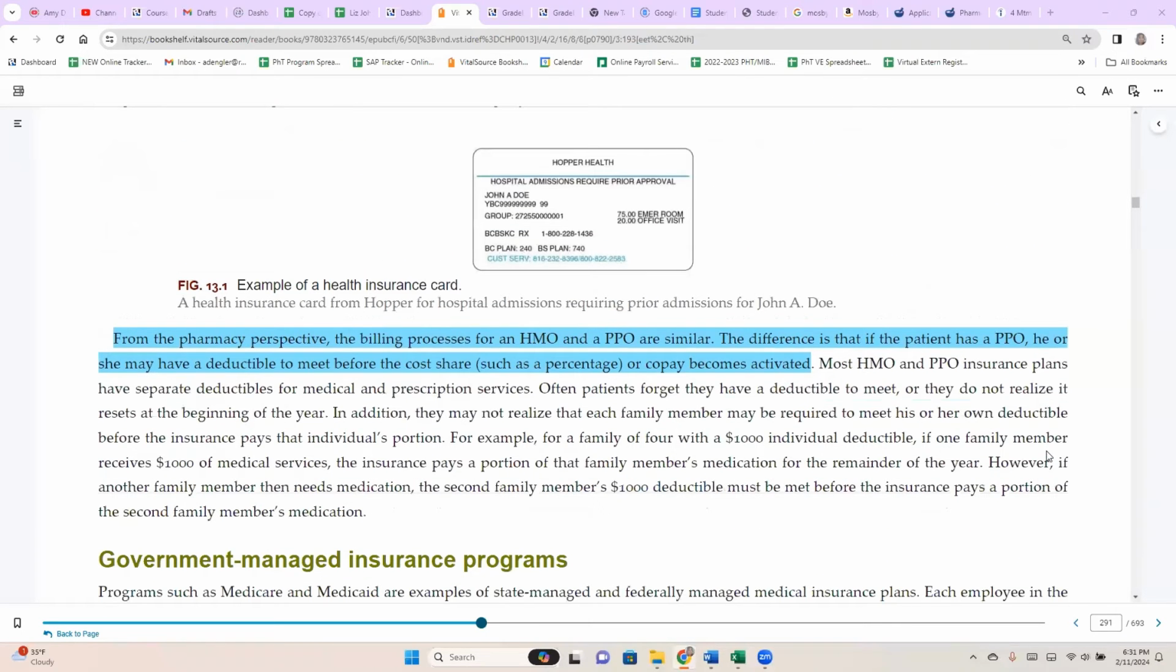From the pharmacy perspective, the billing processes for an HMO and a PPO are similar. The difference is that if the patient has a PPO, he or she may have a deductible to meet before the cost share, such as percentage or copay, becomes active.